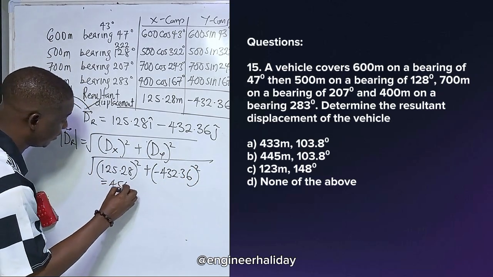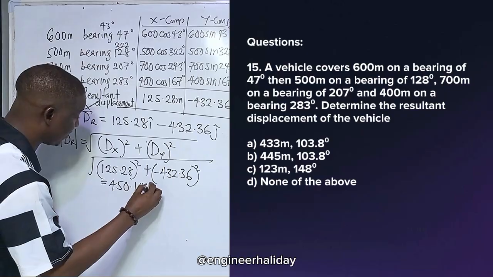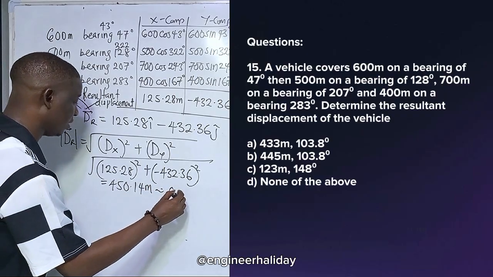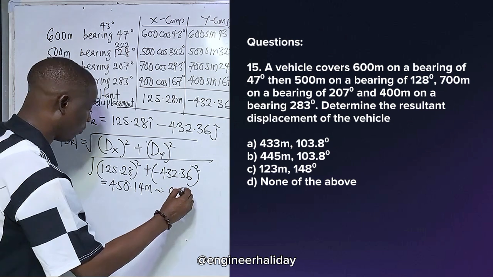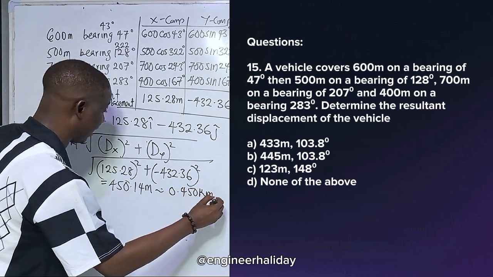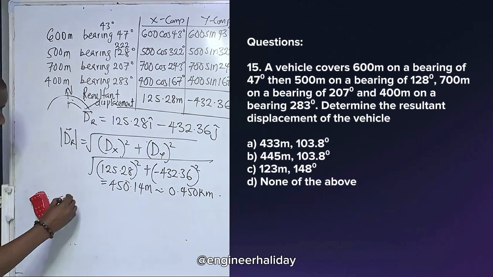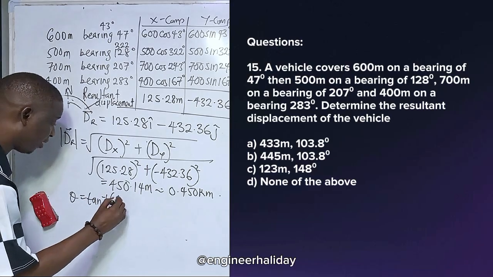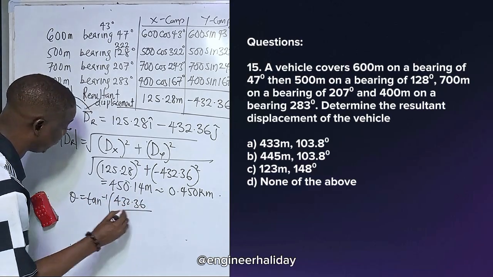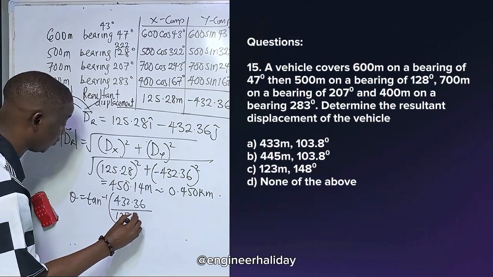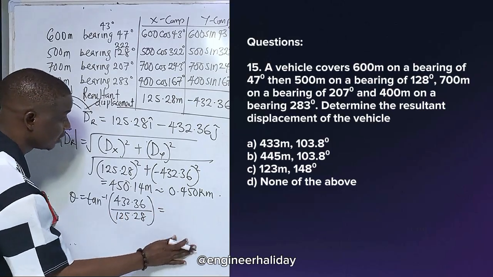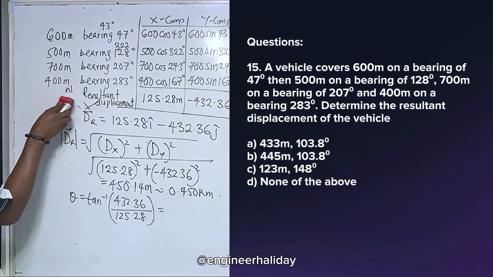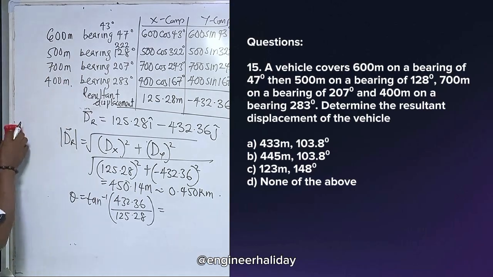Everything gives 450.14 meter. Or we can write it as 0.450 kilometer. Is that not true? So now, how do you find direction? Inverse tan of what? You have 432.36 divided by 125.28. What do you have? Take your time so that you can get the right answer there, please.